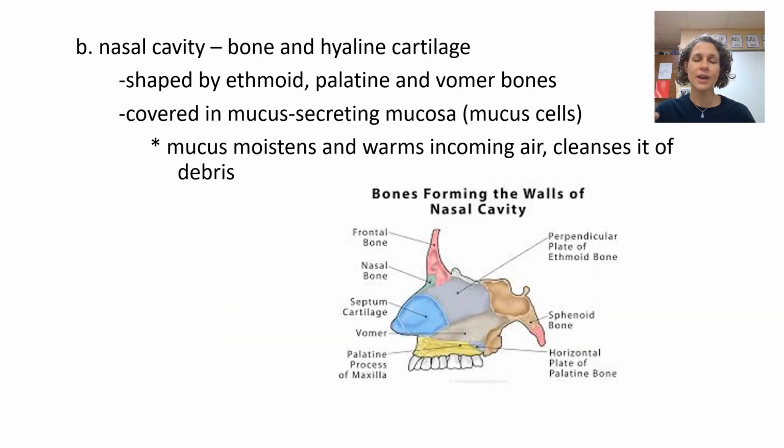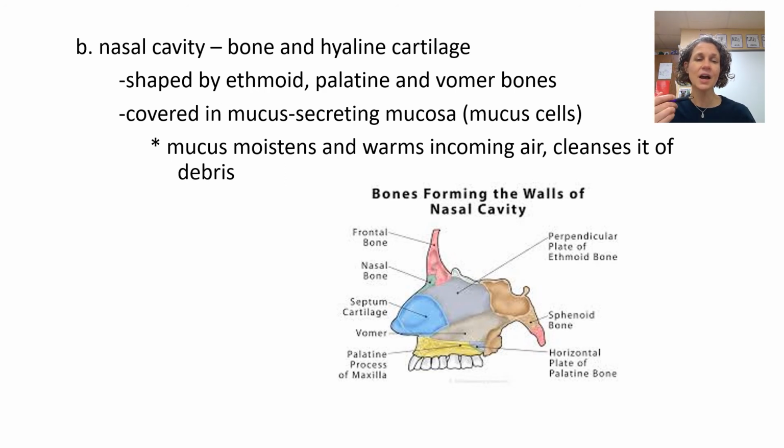Now the nasal cavity itself is made of bone. Some of the cranial and facial bones that we've just talked about. The ethmoid, the palatine kind of below, and the vomer in the middle are the bone. And then the hyaline cartilage is kind of that external, what you think of as your nose.